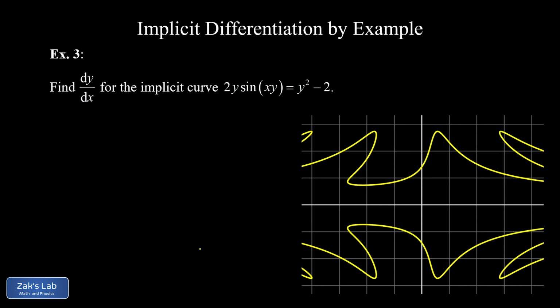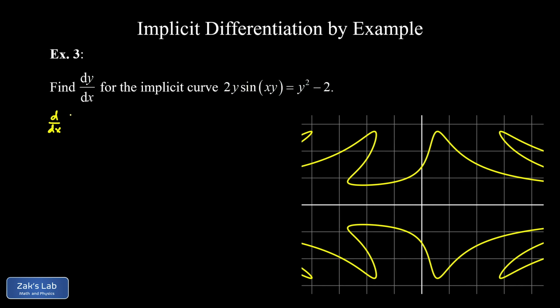The curve we're looking at is 2y sine of xy equals y squared minus 2. And this time, all we're asked for is a general expression for the derivative dy/dx. And aside from the pretty picture, the main reason that I included this example is because the algebra starts to get a lot more intense.